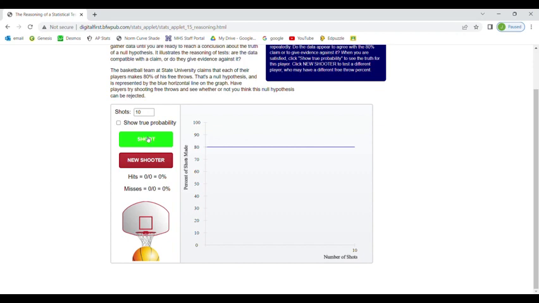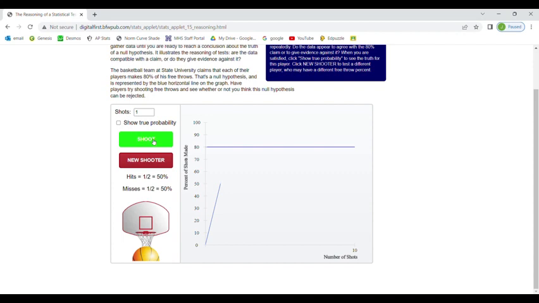I'm going to go ahead and hit the shooter. You can see the line up here is at 80%. That's where we would expect the shots to go. Let me just do one shot at a time to start with, so you can get a sense for what's going on here. So he shoots one basket. Okay, he missed it. He shoots another basket. Okay, he makes it. So right now, this graph is at 50. That means they've made 50% of their baskets, right?